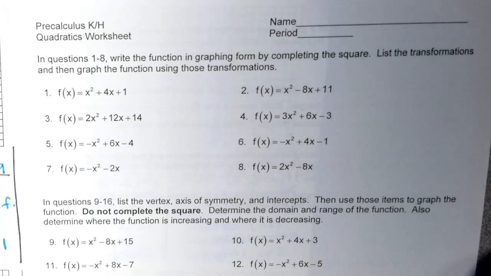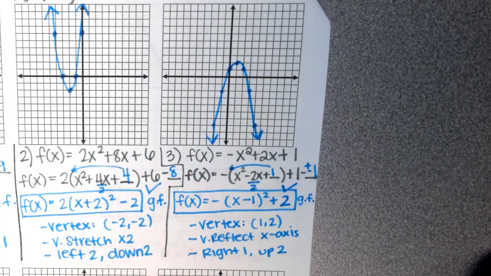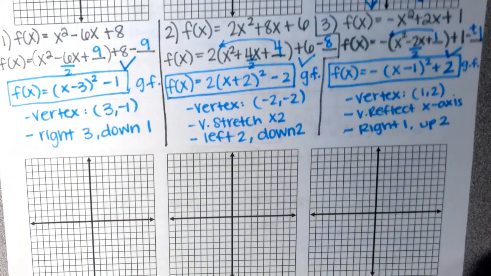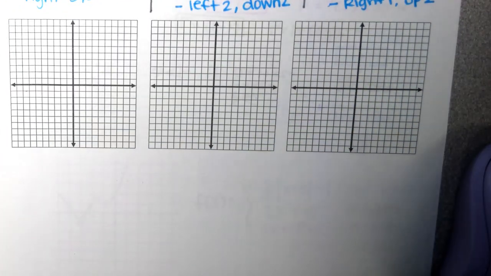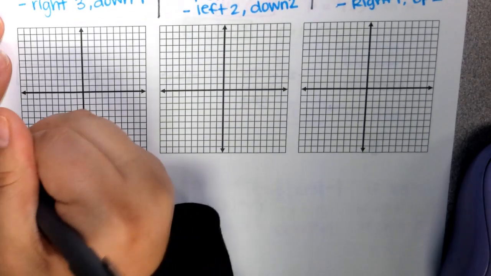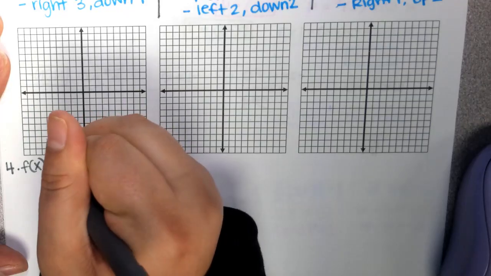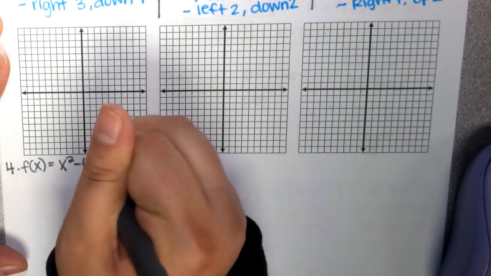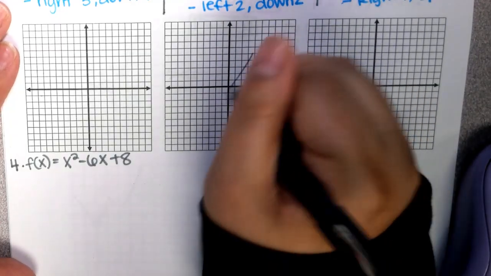Now, look at section 2. What does section 2 say? Do not complete the square. So, how do I solve these without completing the square? Example number 4. How do I do this without completing the square?